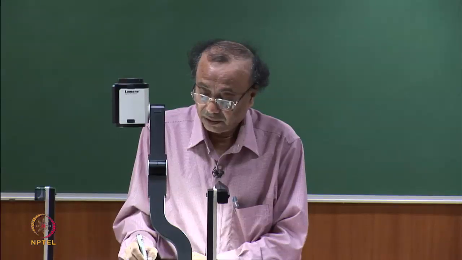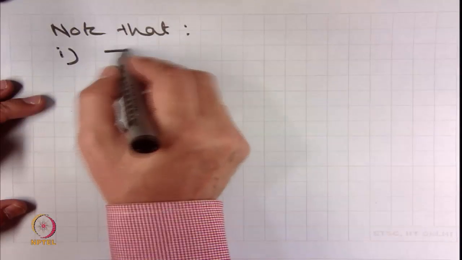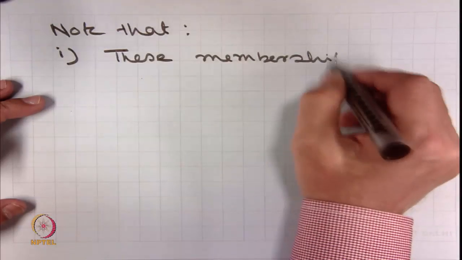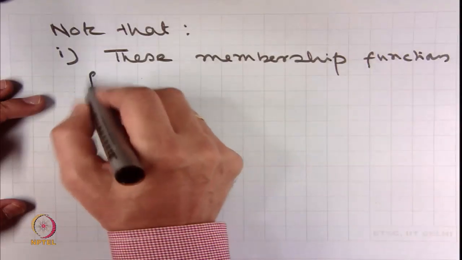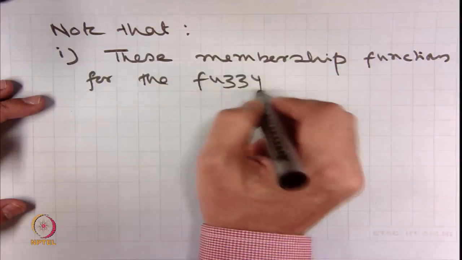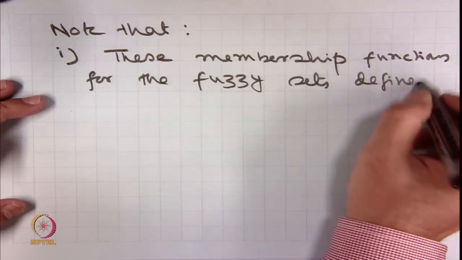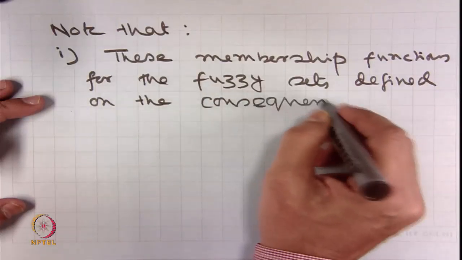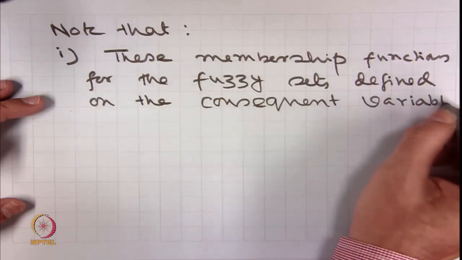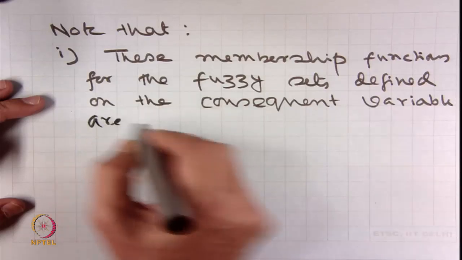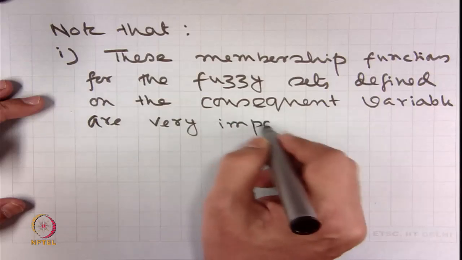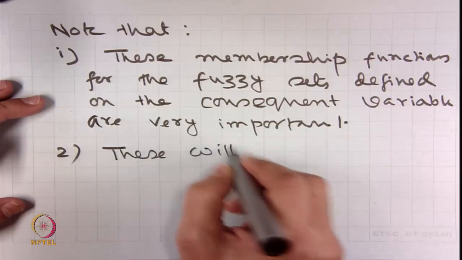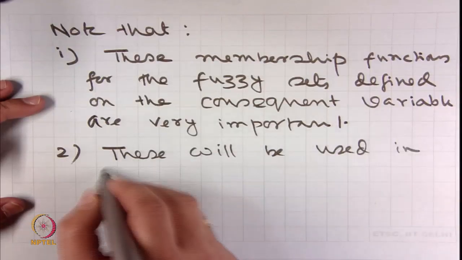Note that these membership functions for the fuzzy sets defined on the consequent variable are very important. And second, these will be used in the final decision making.